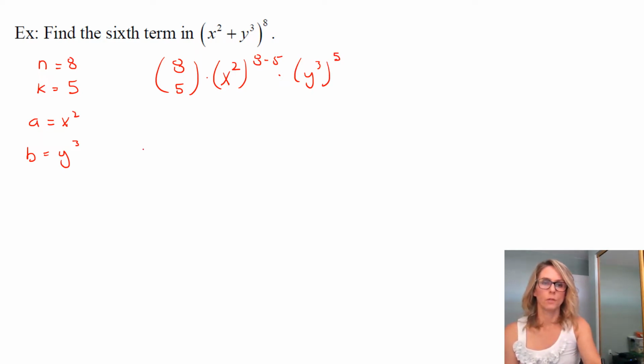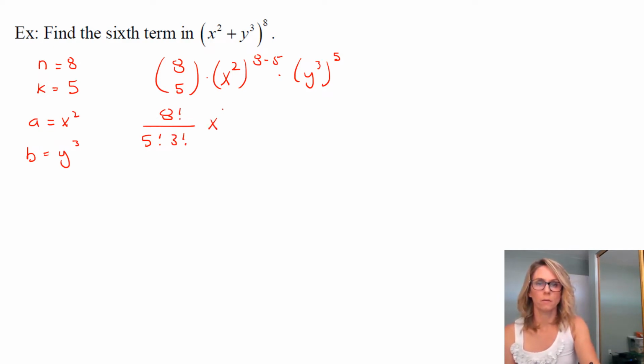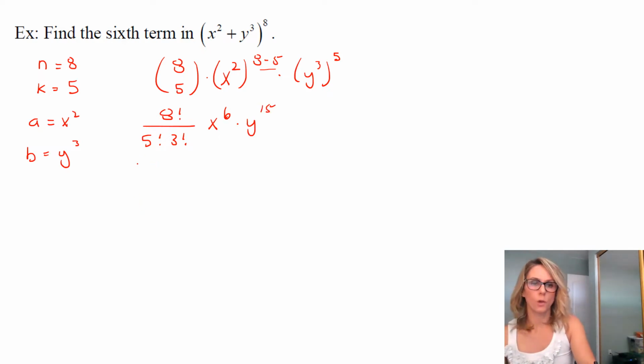Like this. So we have 8 factorial divided by 5 factorial times 8 minus 5 factorial, which is 3 factorial. x squared to the 8 minus 5, which is 3, so x squared to the third. And then y cubed to the fifth is y to the 15th. And then we just need to simplify our factorials here. So similarly to the last one, I'll do 8 times 7 times 6 times 5 factorial so that I can simplify the 5 factorial. We've already seen 3 factorial.